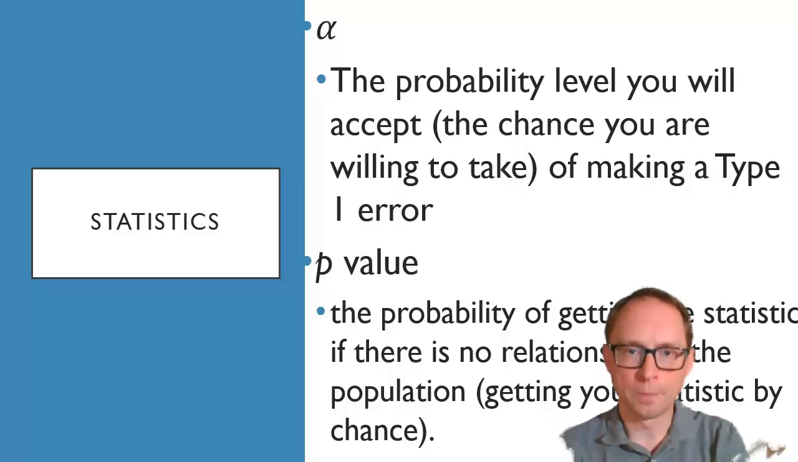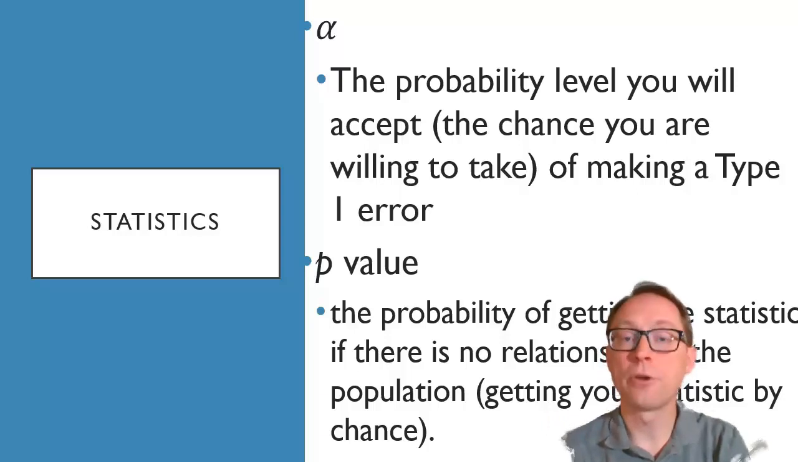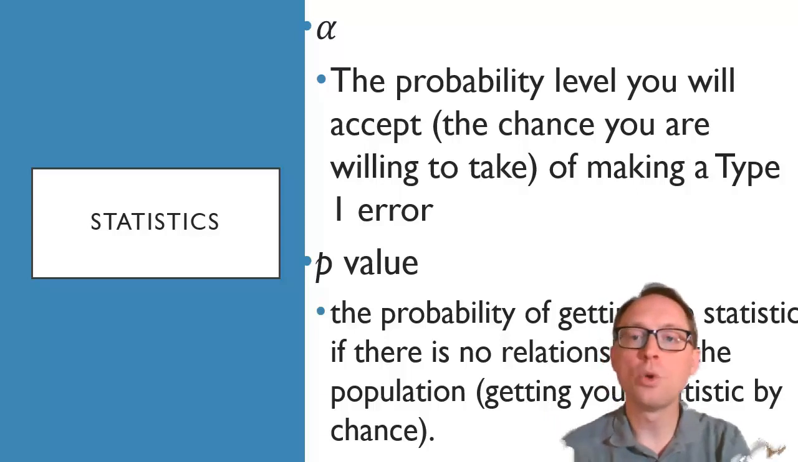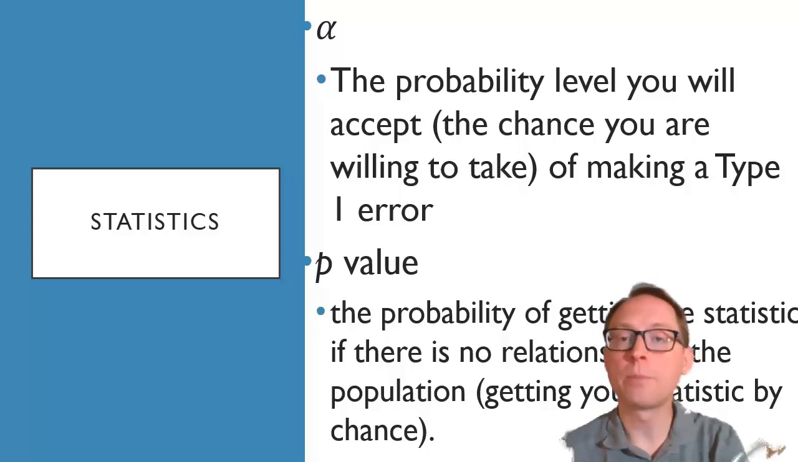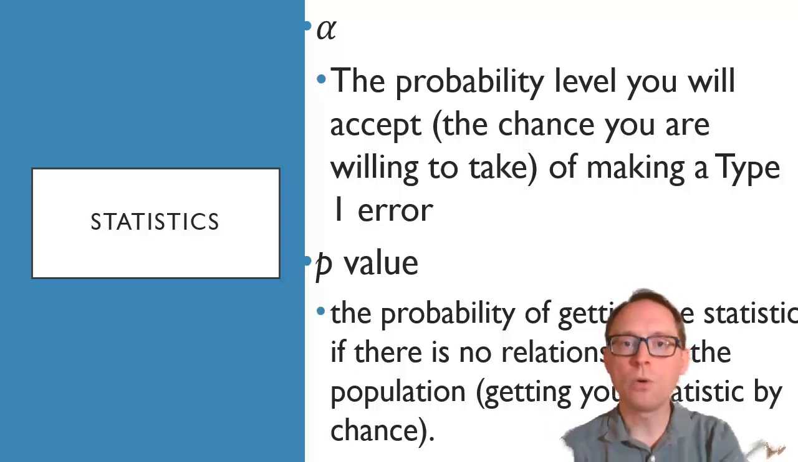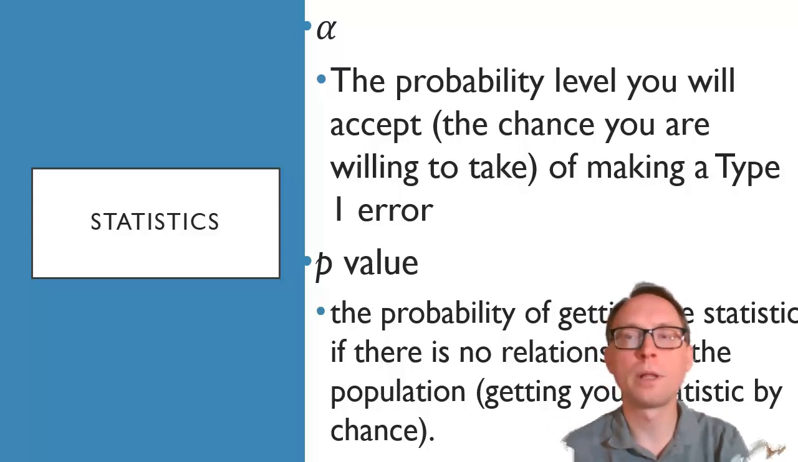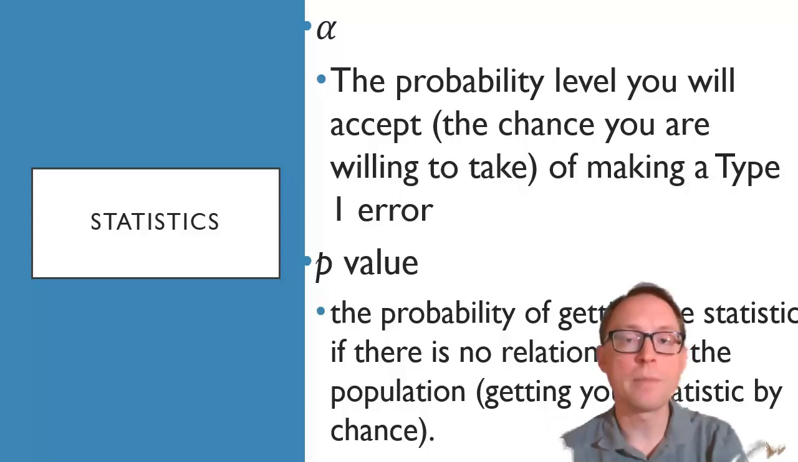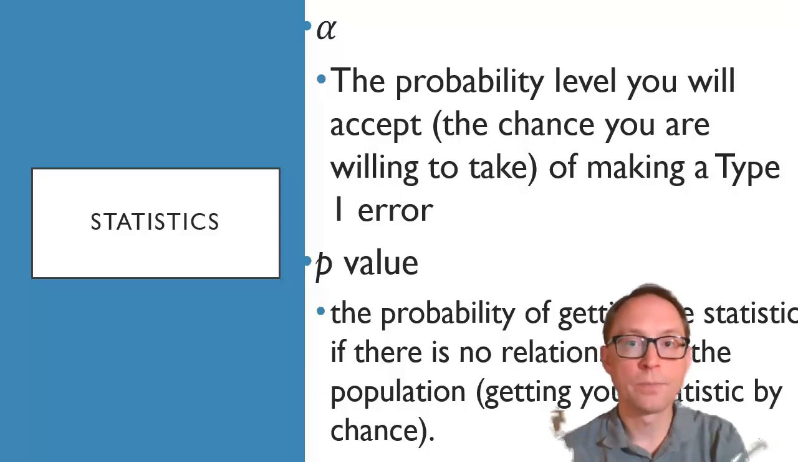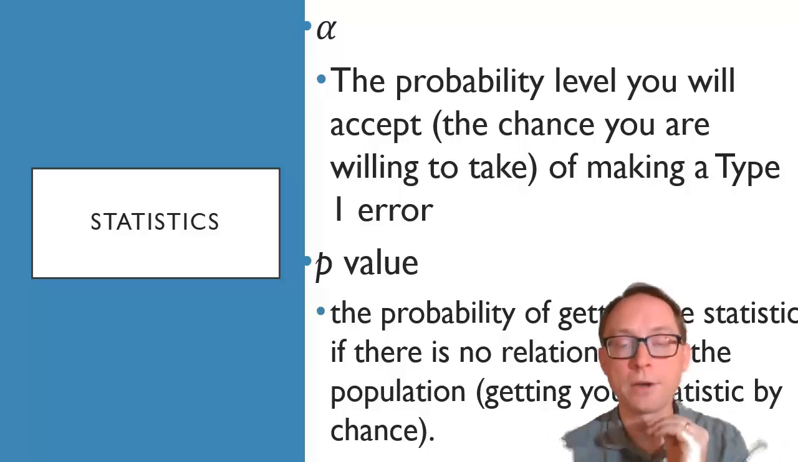Alpha. So that A at the top, that's actually the Greek alpha. Alpha is the probability that you are willing to accept of making a type 1 error. So it's saying, all right, well, what's the chance of me saying I'm pregnant when I'm not that I'm willing to take? It's you thinking of, gosh, what is the probability I'm willing to accept of calling up my mother saying I'm pregnant when in reality I'm not pregnant? That is the standard you're setting. That is alpha.